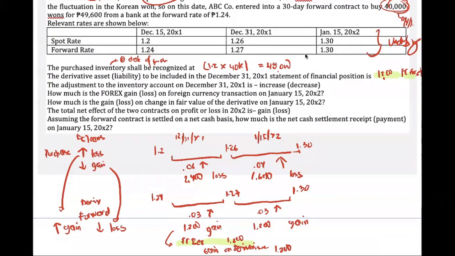The adjustment to the inventory account. Do we adjust your inventory? No. Why? Because inventory is non-money. Remember, what we will adjust is your money.